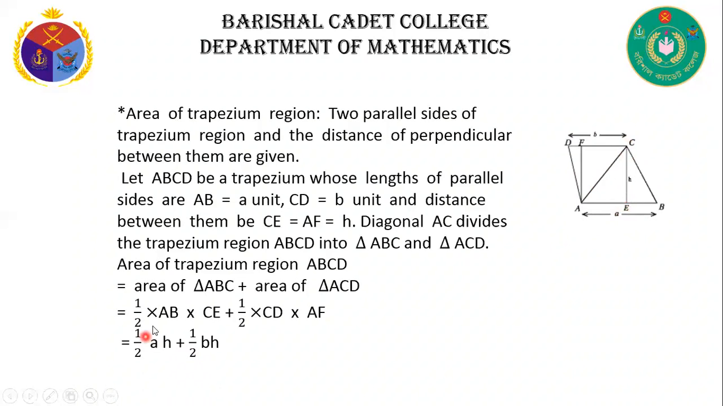So we can write AB is equal to a and CE is equal to h. In the same way, here AF is equal to h and CD is equal to b. That means half of a h plus half of b h. Here half of h is common, then a plus b. So area of the trapezium region is equal to half into h into a plus b.